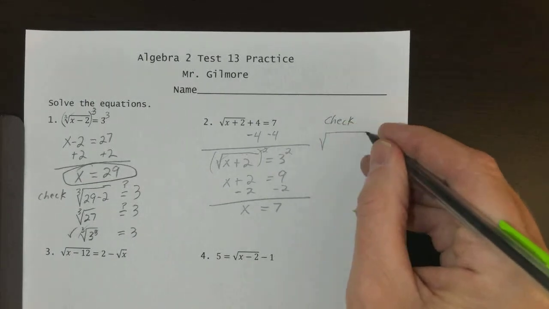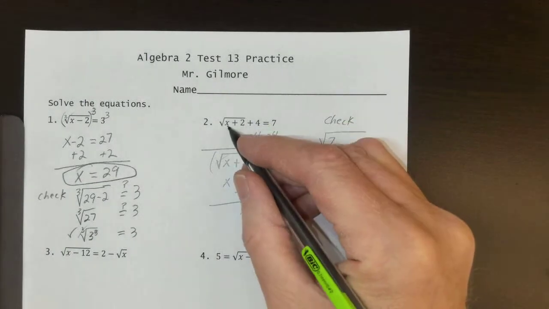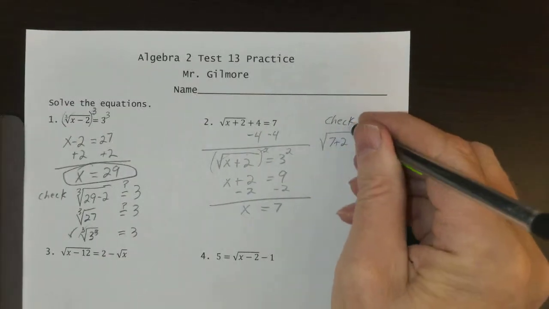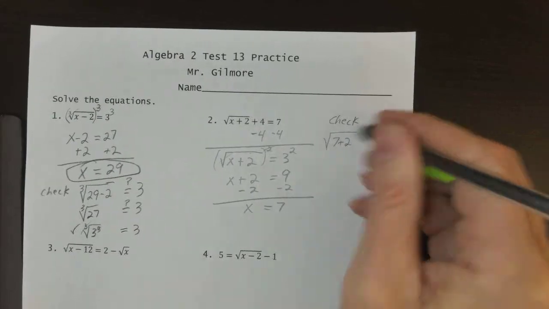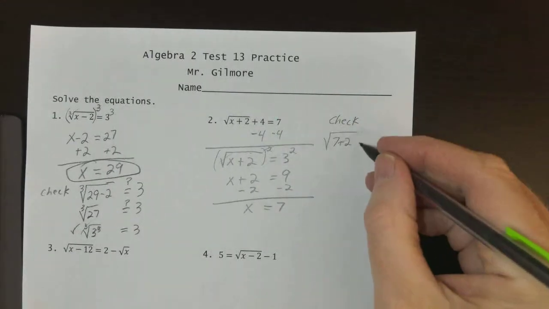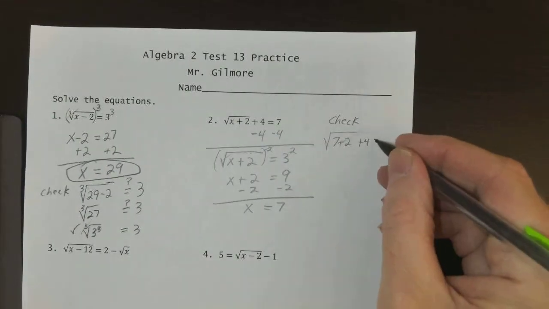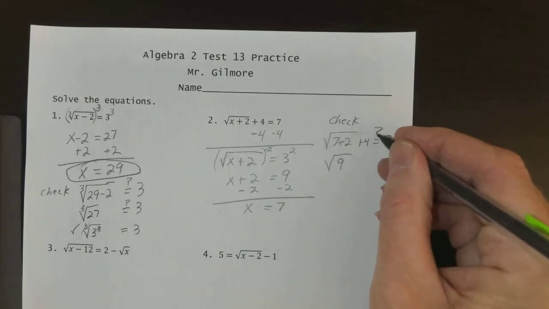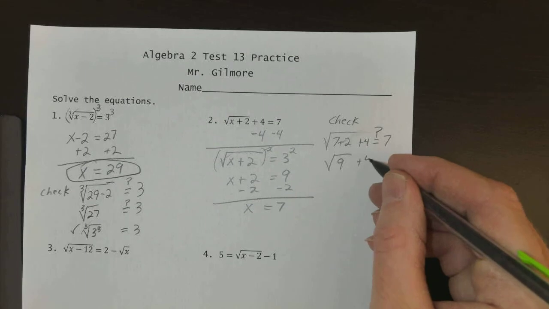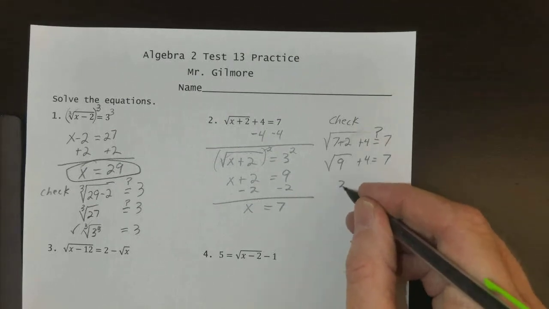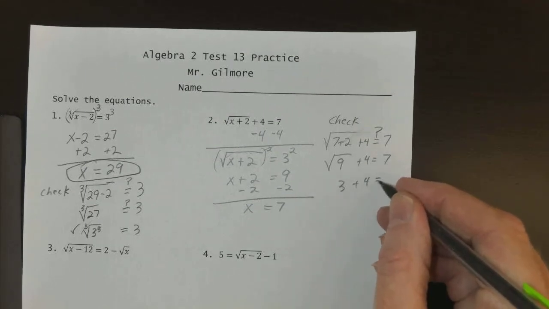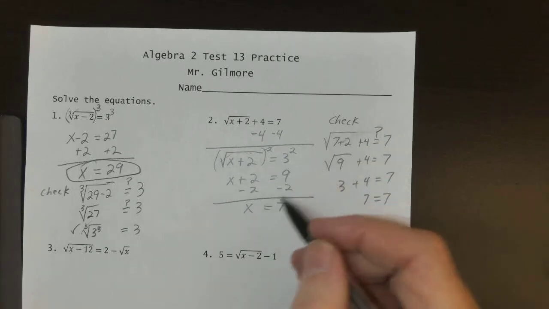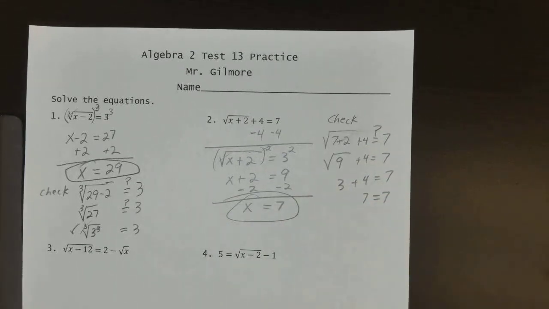And the square root of 7 plus 2, went a little far on that radical. The plus 4 is not under the radical, is equal to 7. And that's the square root of 9. I'll put a question mark over that. Plus 4, does that equal 7? That's 3 plus 4 is 7. 7 does equal 7. All right. So x equals 7. That checks out.